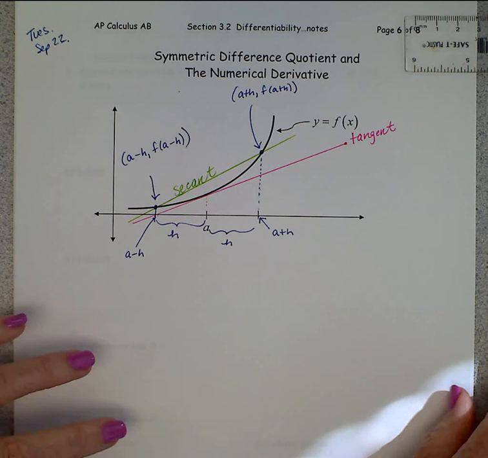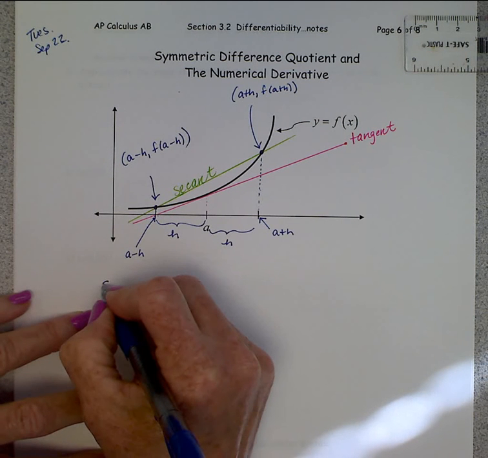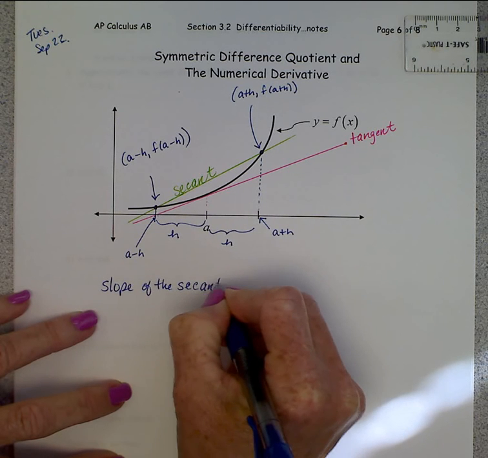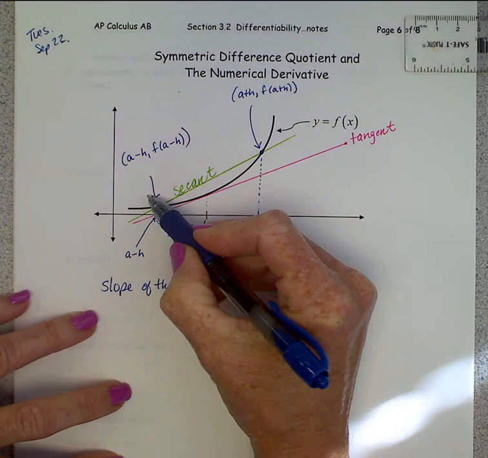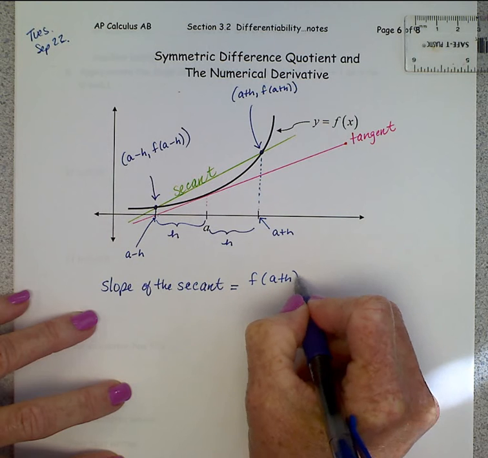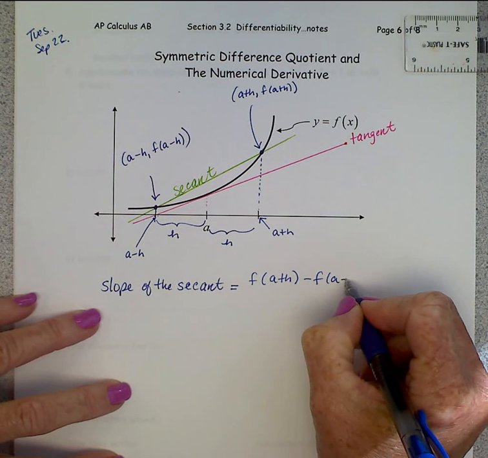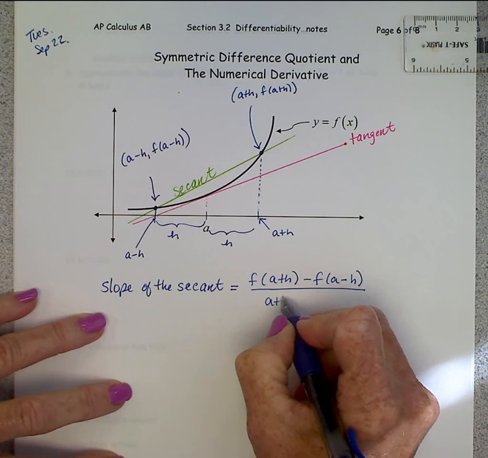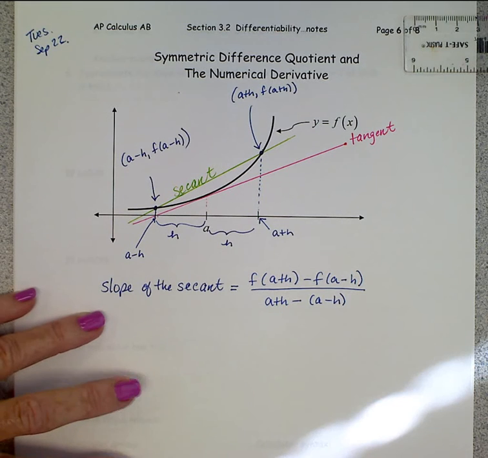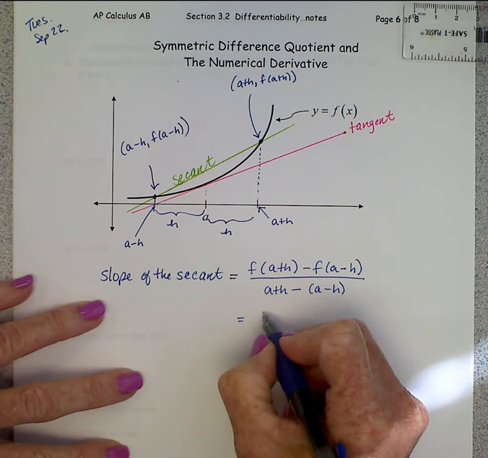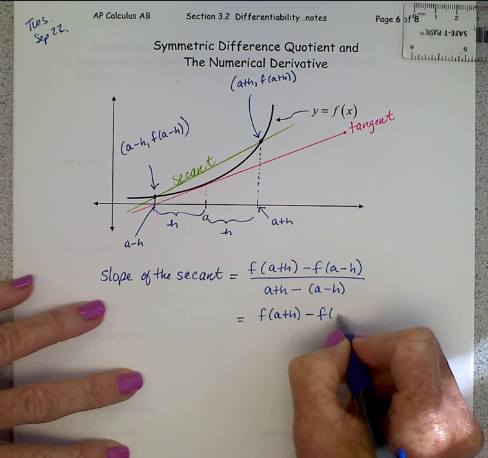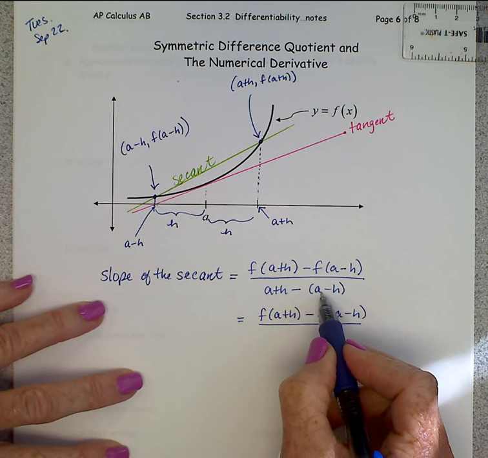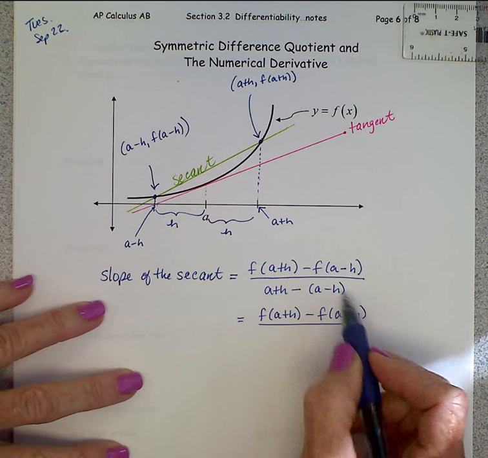All right, now we've been doing this for a while, so looking at this, you should be able to come up with an expression for the slope of the secant. That slope of the secant is the difference in y values, so f of A plus H minus f of A minus H, all over the change in x values, A plus H minus A minus H. When we simplify, nothing happens to the numerator. In the denominator, the A's subtract out, and we have H minus a negative H, so 2H.